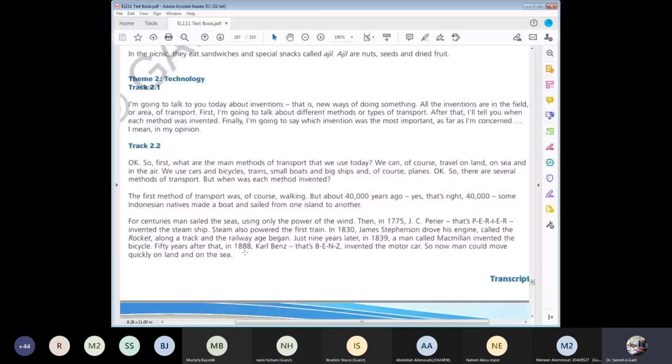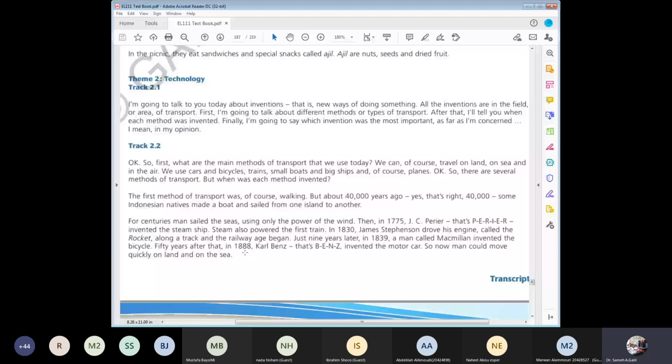So what's the relationship between as far as I'm concerned and in my opinion? There's similarity. Yes, they mean the same thing. So this is a very interesting expression. As far as I am concerned means in my opinion, in my view, or I think. Okay. So let's move to the second part.